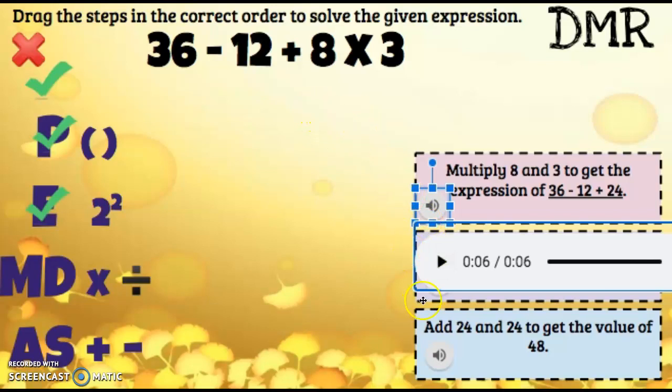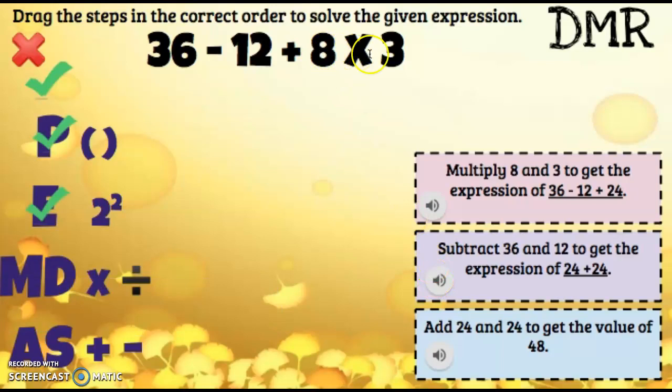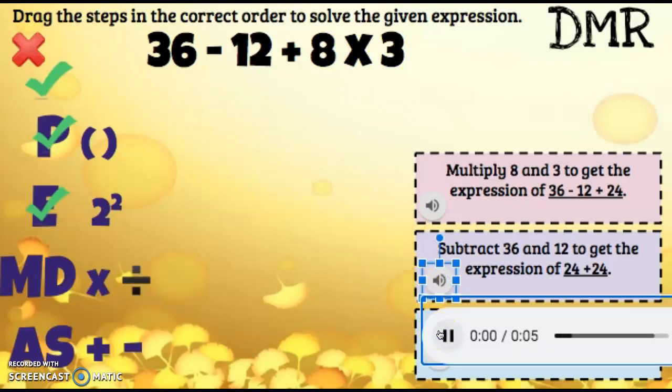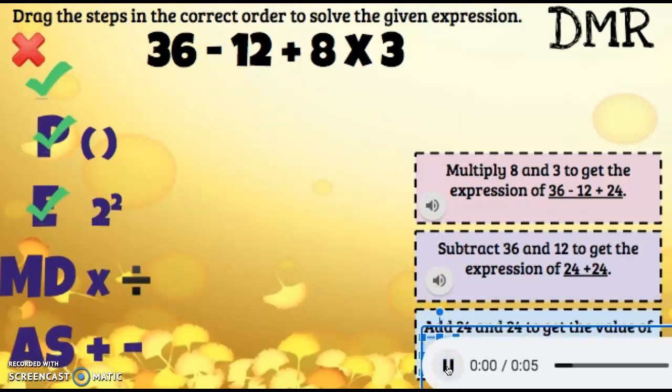Which, that might be it. It says multiply, and I know multiplying is the 8 and the 3 within it. Let's look at the next one. Subtract 36 and 12 to get the expression of 24 plus 24. Well, I'm not doing 36 and 12 because there's no multiplication over there. So I know that's not my first step, so let me read my last one.